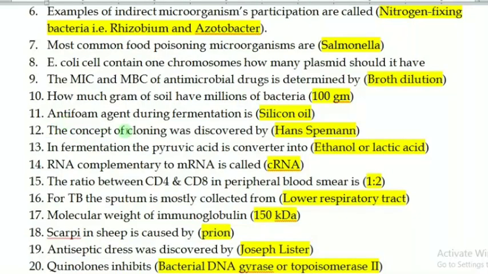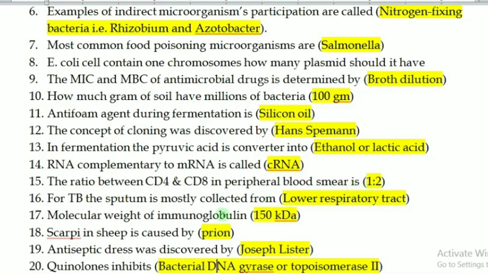And we have: antifoam agent during fermentation is silicone oil. The concept of cloning was discovered by Hans Spemann. Then we have fermentation, in which pyruvic acid is converted into ethanol or lactic acid. RNA complementary to mRNA, what do we call that? We call that cRNA.